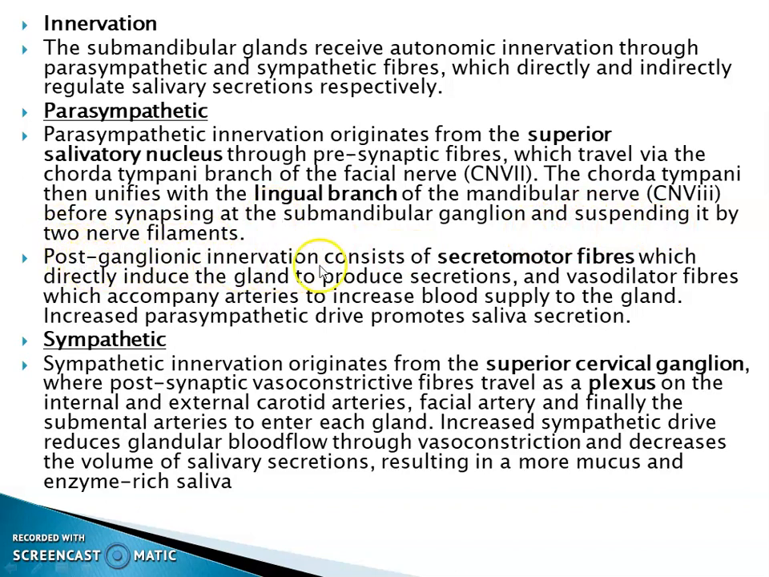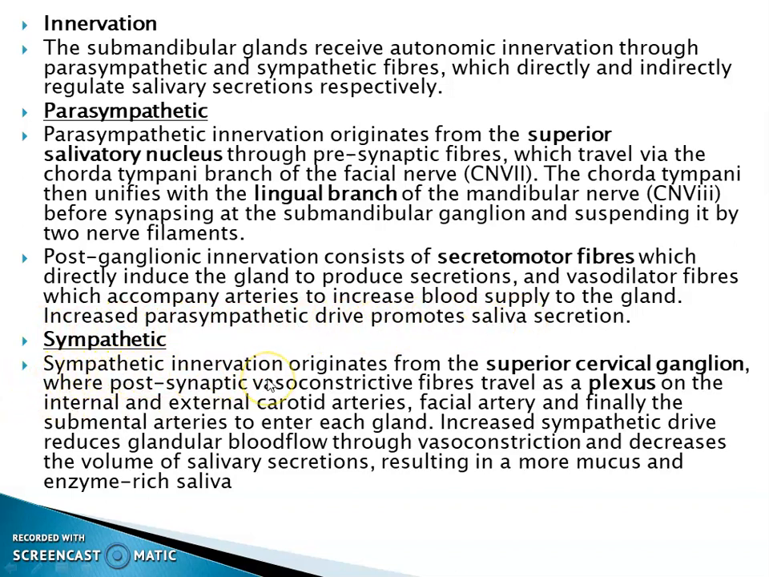The postganglionic innervation consists of secretomotor fibers, which directly induce the gland to produce secretions, and vasodilator fibers, which accompany the artery to increase the blood supply to the gland. Increased parasympathetic drive promotes saliva secretion. So this part is very important.